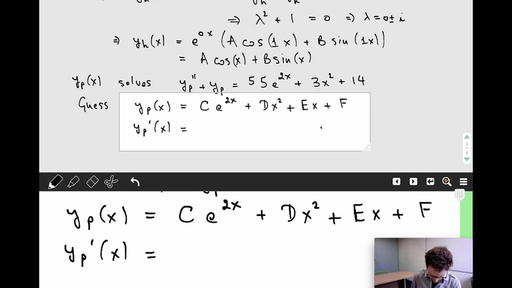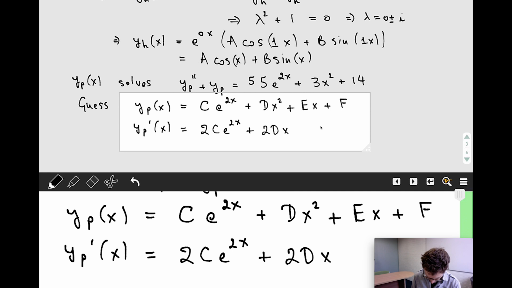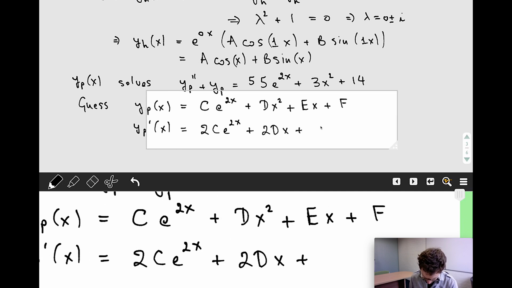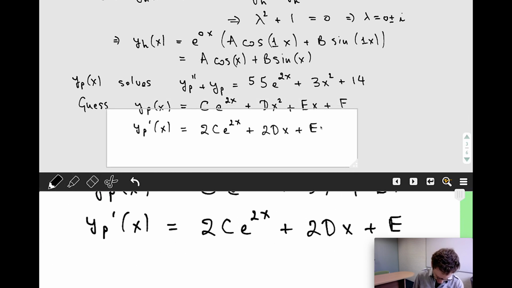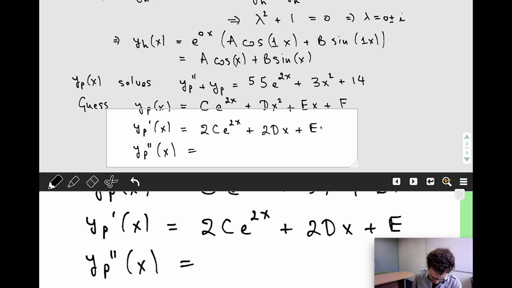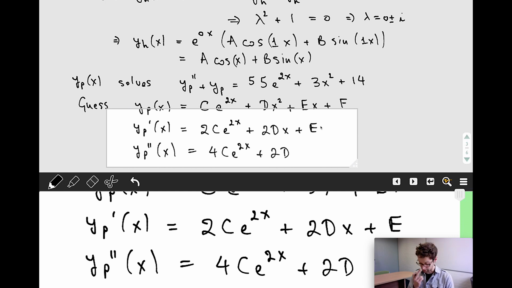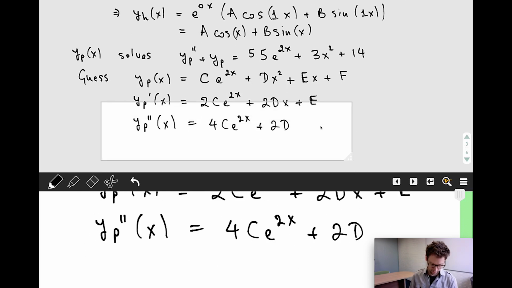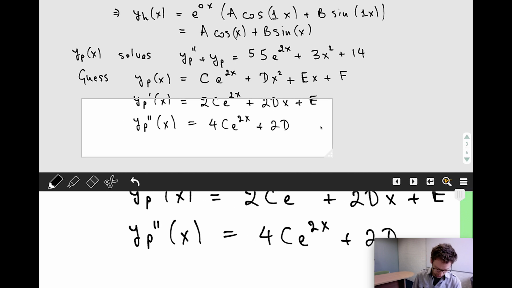So e to the 2x, if I take a derivative, I pull down a factor of 2. Derivative of x squared is 2x. Derivative of x is just 1, and we get rid of the f term when I take a derivative. Second derivative is equal to pulling down another factor of 2, plus 2d times the derivative of x, which is 1, plus the derivative of e, which is 0. So let's put all this together now.